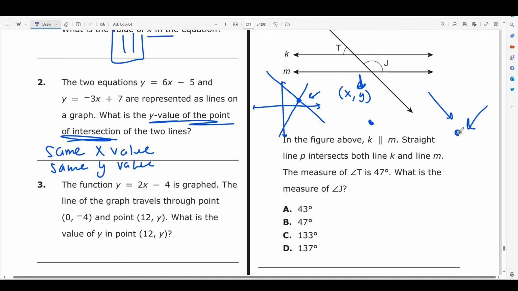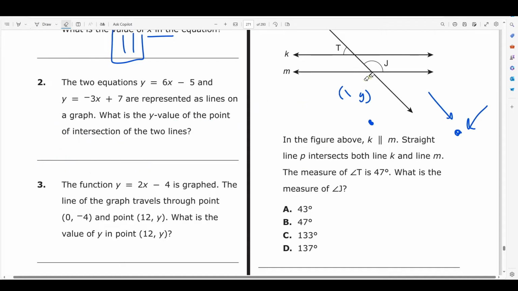Which means, if we just apply that to lines, that means that in order for two lines to intersect, they need to be at the same place at the same time. Meaning that they need to have the same x value and the same y value. So that's what we're solving for here. We're solving for our x and our y value. How can we do that?